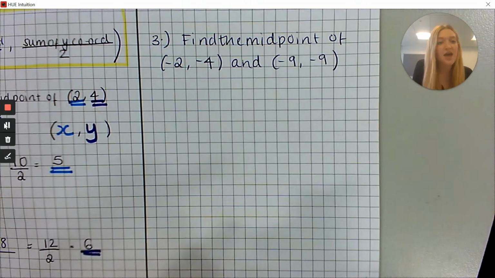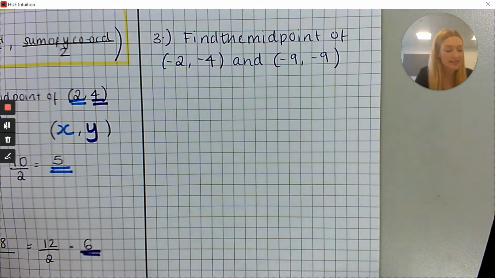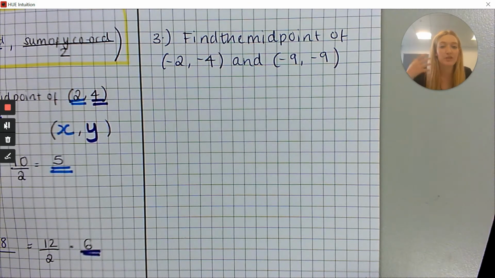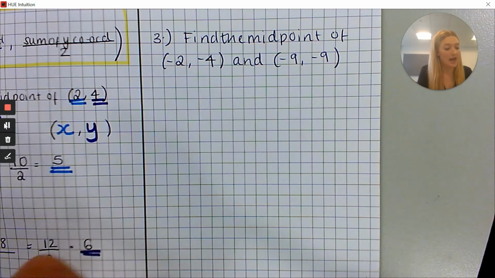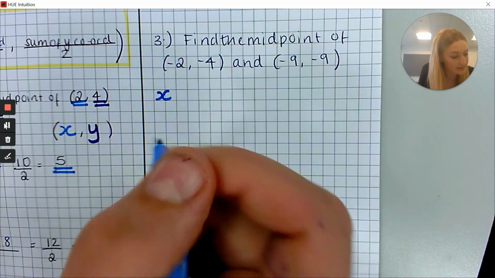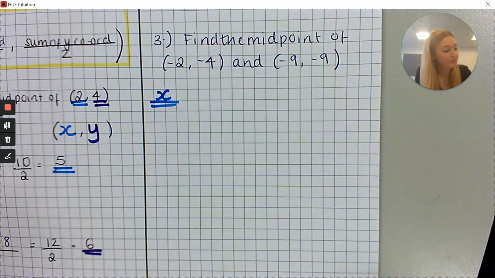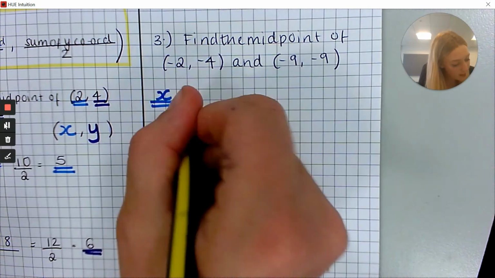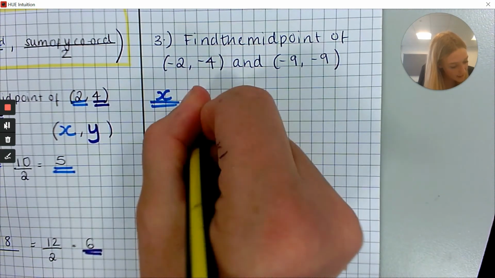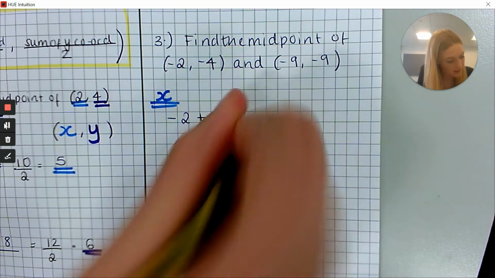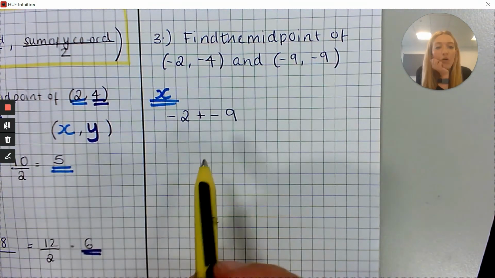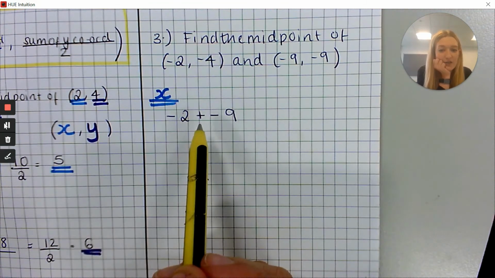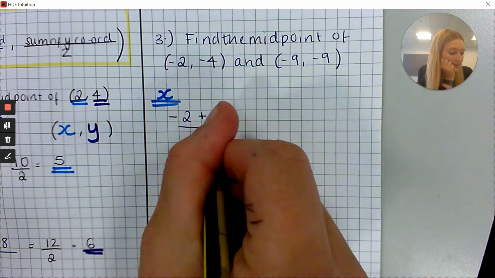Okay, so third example now, and we've got some more negatives, but we're going to be absolutely fine. What's my first step? What do I have to do first? Good. I deal with my x coordinate. Right, so I've got to find the sum of my two coordinates. I've got minus 2 plus minus 9. And what do I do here? I've got minus 2 plus minus 9, and I'm dividing that by 2.